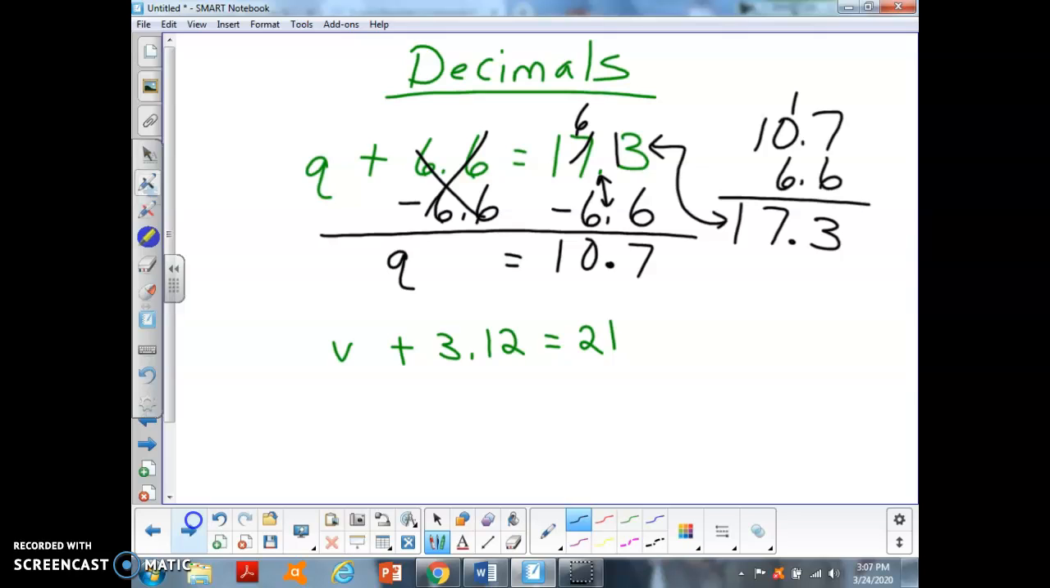Again, I want to use the inverse operation, so I'm just going to subtract 3.12. 3.12 minus 3.12 is going to be 0. What I do on one side, I got to do on the other. Here's where it's tricky. Line up my place value. 3 is not 30, it's a 3.